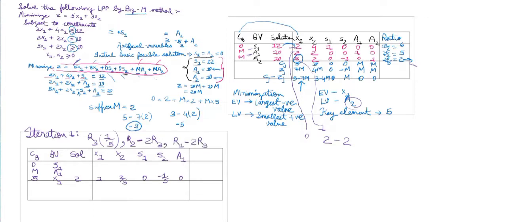This R3 is the new R3. I'll just write in rough 10, 2, 2, 0, 0, 1 minus 2 into the elements of the third row, which is 2, 1, 2 by 5, 0, minus 1 by 5 and 0. You can also perform the row operations using a calculator. So now on solving this, we'll get the values as 6, 0, 6 by 5, 0, 2 by 5 and 1.